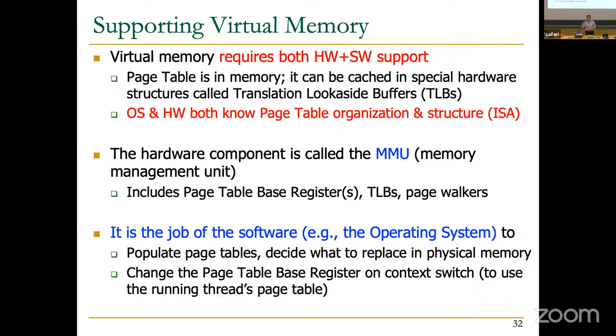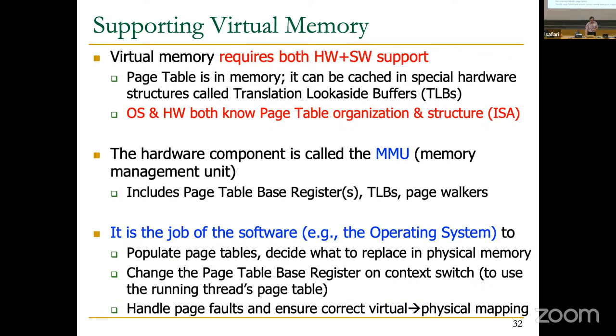And that happens by changing that CR3, for example, the page table base register, or control register 3 in x86, so that you can use the correct page table. And it needs to handle page faults and ensure correct virtual to physical mapping. Again, a lot of these are done cooperatively between the hardware and software, but it's the responsibility of the operating system, because the operating system is the one that's executing the page fault handler, for example.